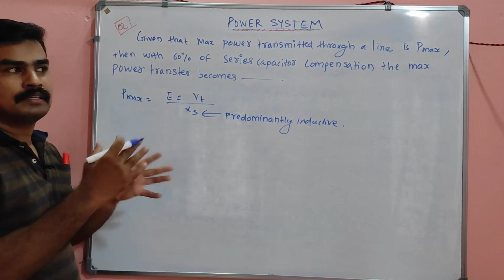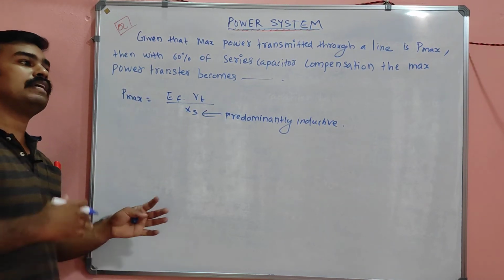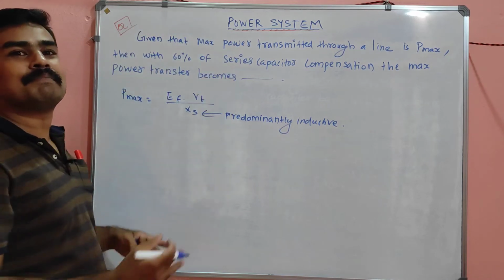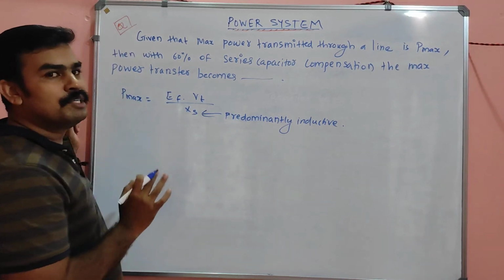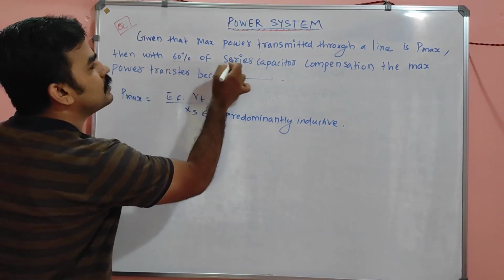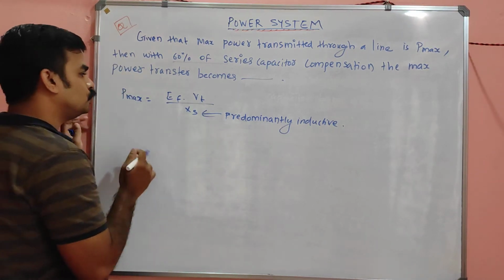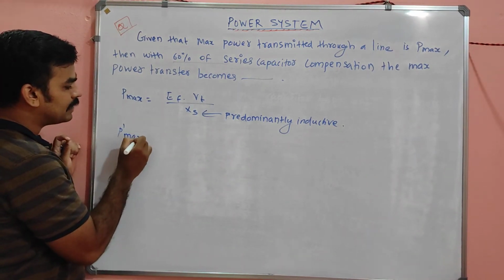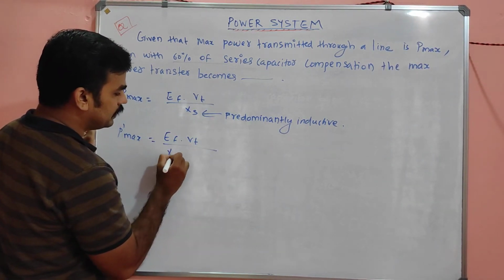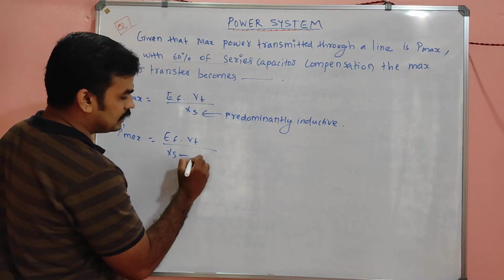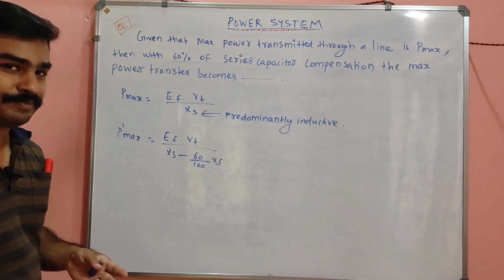We can't create that because there is another factor, which is nothing but the frequency, that will never mismatch. In case it mismatches, it will deviate from the power transfer frequency, that is 50 Hertz. So that will never happen. So what we are going to do is a 60% compensation, which means normally it is EF into VT divided by XS. Now let P dash max be equal to EF into VT divided by XS minus 60 divided by 100 into XS. That much you can provide.